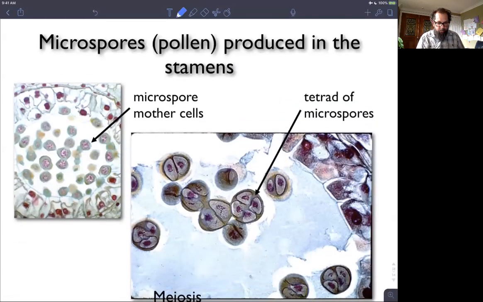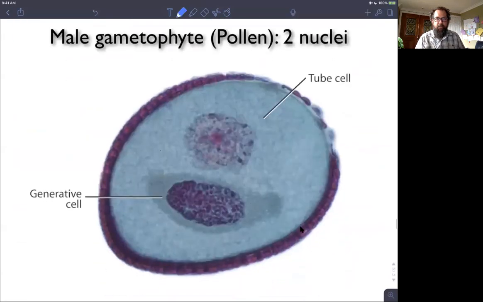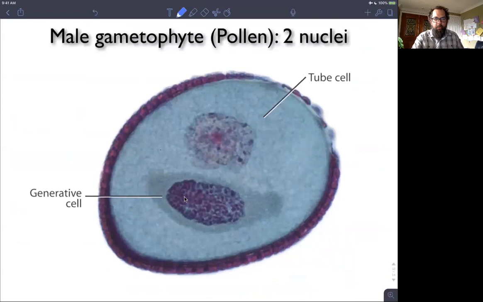So let's look at these for real. We see our microspore mother cells here. Those undergo meiosis to form our tetrad of microspores. So there's our four microspores that were formed by meiosis. If we look inside of any one of those, as that male gametophyte matures, we end up with these two nuclei: a generative cell, this generative nucleus here, and the tube cell, the rest of it with the tube nucleus here.